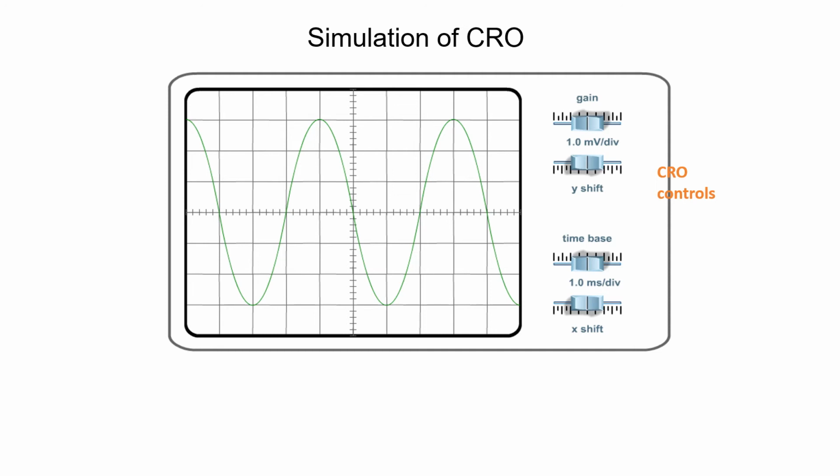Here you can see the different controls. The gain control, that is nothing but to measure the amplitude. The Y shift, you can move the waveform. Y shift is nothing but vertically. Next is the time base. You can adjust the waveform time base. Next is the X shift. You can move the signal horizontally. These are the different controls.